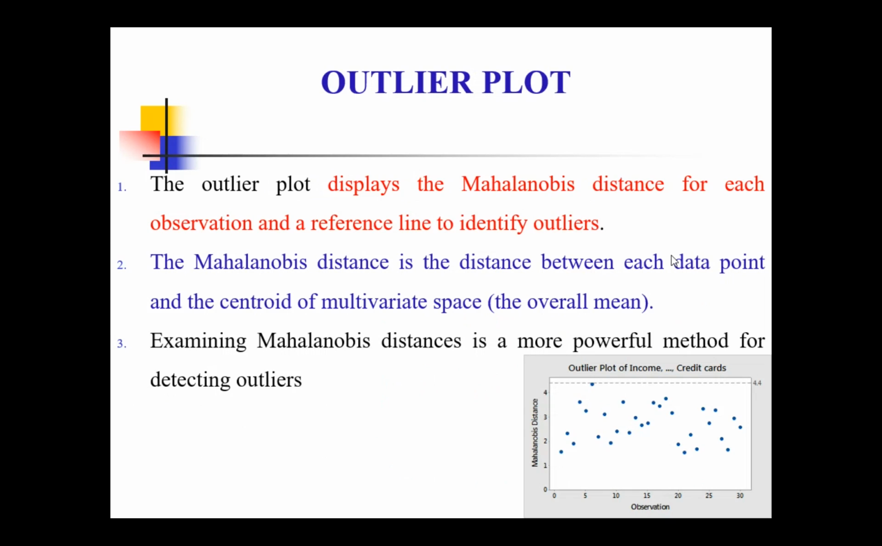So this is the plot. Here you can see the reference line is 4.4, but all the points are within the reference line, so there are no outliers at all.